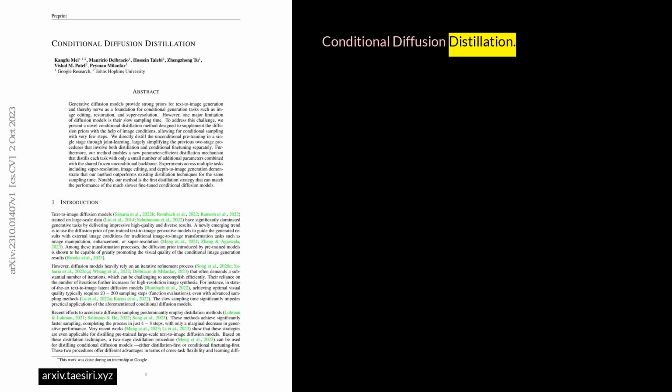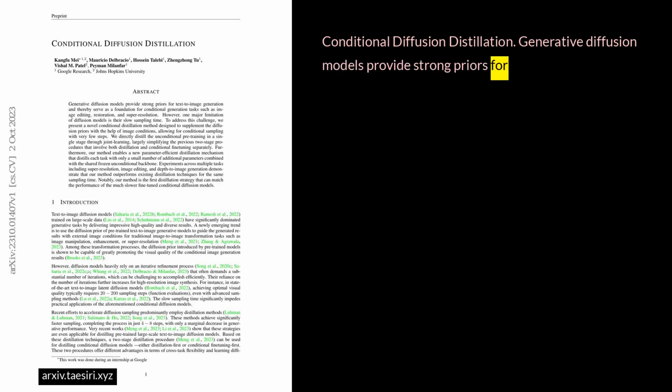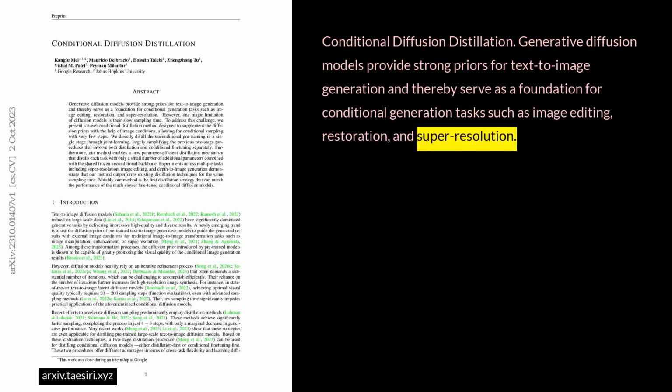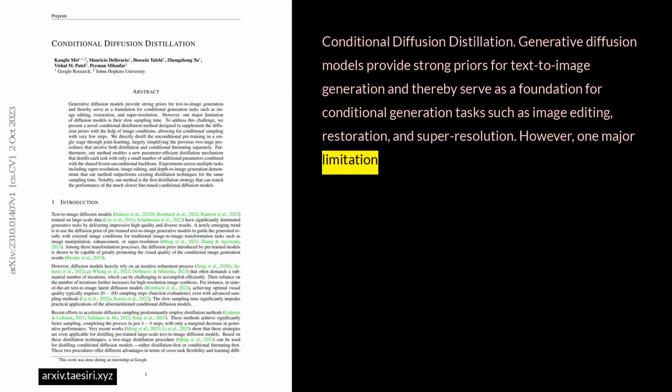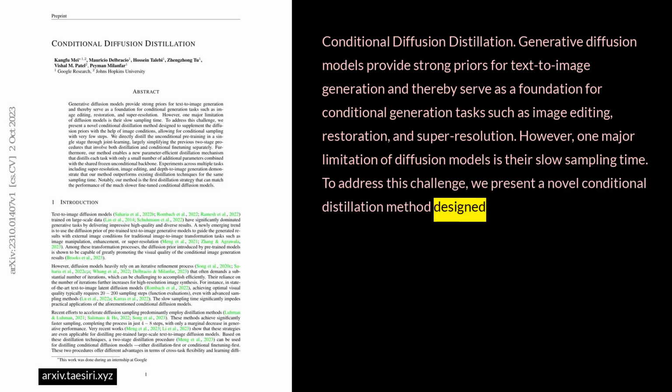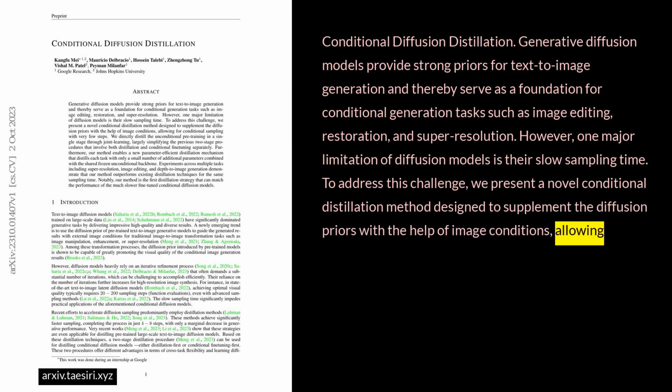Conditional diffusion distillation. Generative diffusion models provide strong priors for text-to-image generation and thereby serve as a foundation for conditional generation tasks such as image editing, restoration, and super resolution. However, one major limitation of diffusion models is their slow sampling time. To address this challenge, we present a novel conditional distillation method designed to supplement the diffusion priors with the help of image conditions, allowing for conditional sampling with very few steps.